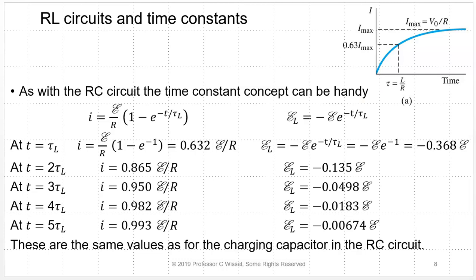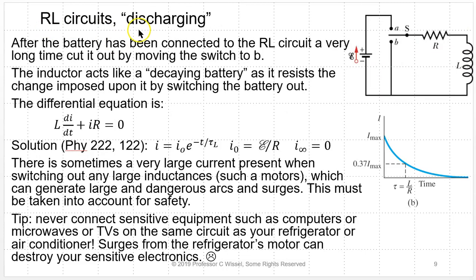Okay, so here's what happens when you have an RL circuit and you're discharging it. After the battery's been connected for a very long time to this RL circuit, and it's established equilibrium, we're going to cut the battery out and we're going to move the switch from A to B, and that will short this RL circuit out. So now we're going to ask the current to drop to 0 in a very quick time. And of course, the inductor will fight this tooth and nail. So the inductor will act like a decaying battery as it resists the change imposed upon it by switching the battery out. And this is like what happens when you discharge the capacitor. It's the same sort of thing.